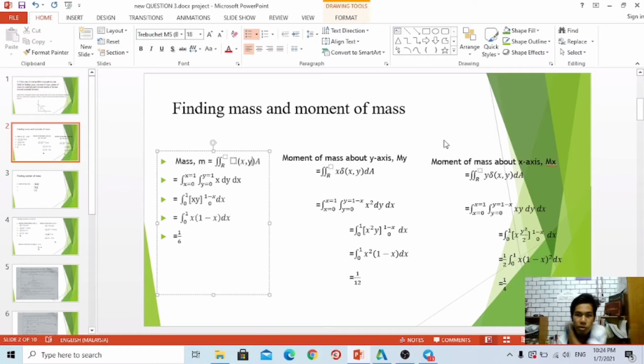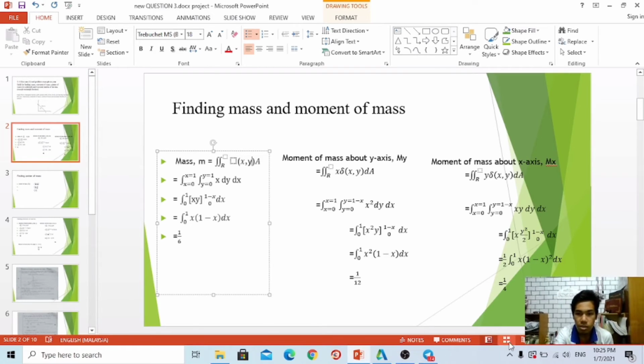Next, we find it for the x-axis. So we use the same formula: integral from x equals 0 to 1, y equals 0 to 1 minus x, of xy dy dx. So we need to integrate dy, and we got 1 over 2 times the integral from 0 to 1 of x(1 minus x) squared dx. Then we integrate dx and we got the answer 1 over 4.